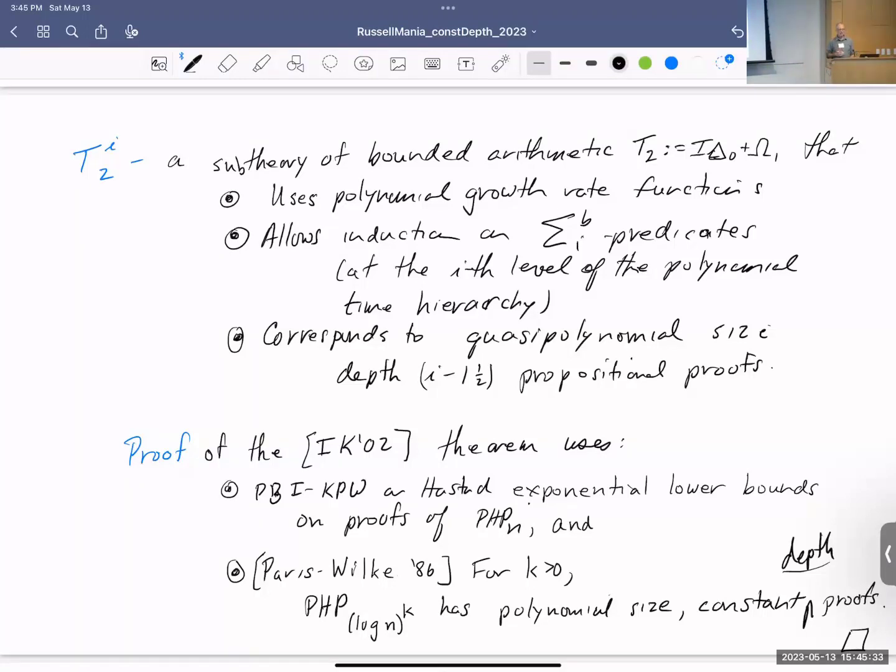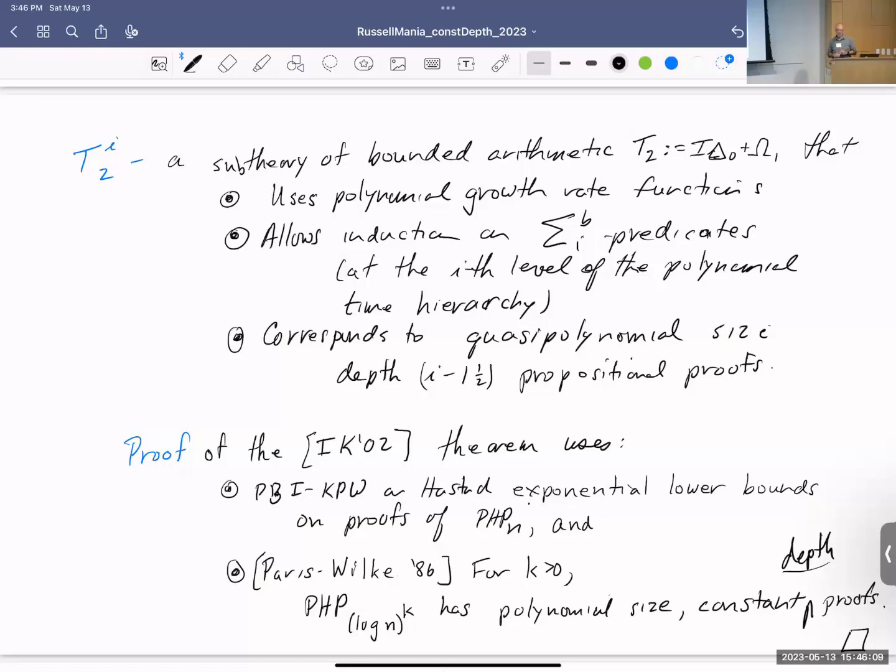What does the 1/2 mean? If something has a proof of depth k plus 1, in which the bottom fan-in of all formulas is small, polylog in the size of the proof, then it only counts 1/2 towards the depth. Oh, sorry, did I say it wrong? I think I said quasi-polynomial. The bottom fan-in is polylog in the size of the proof. Yeah, so that's the depth 1/2.